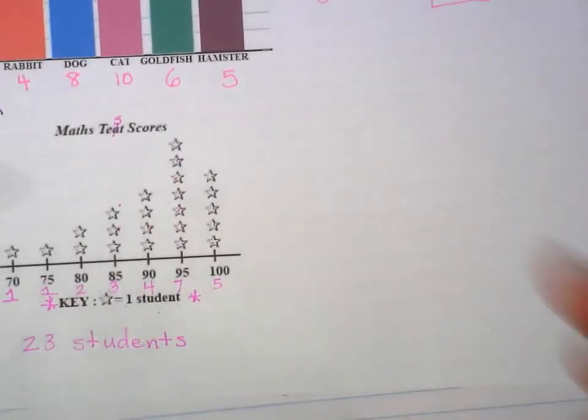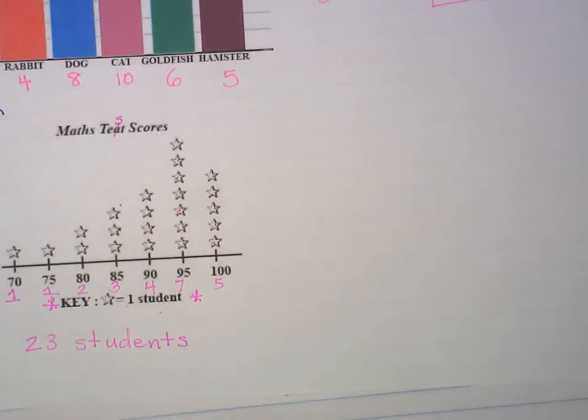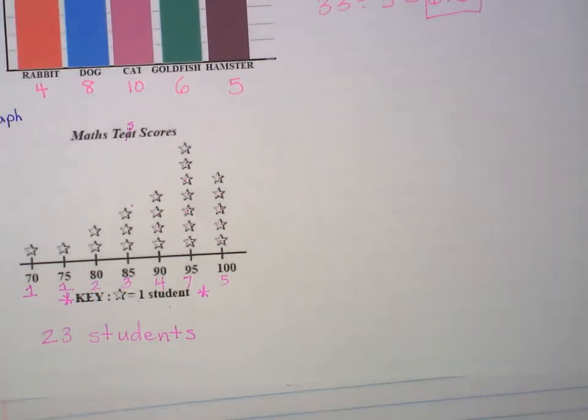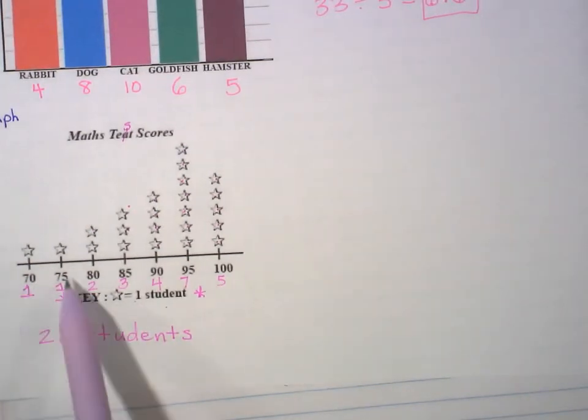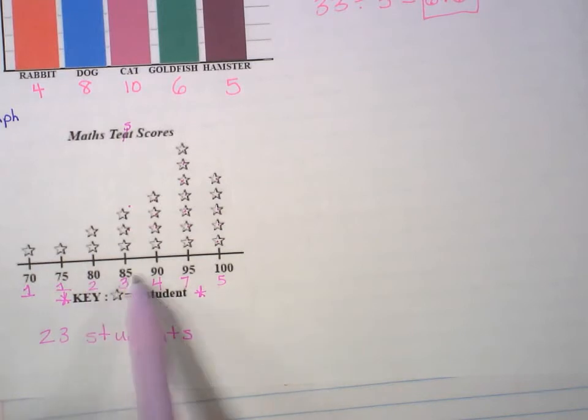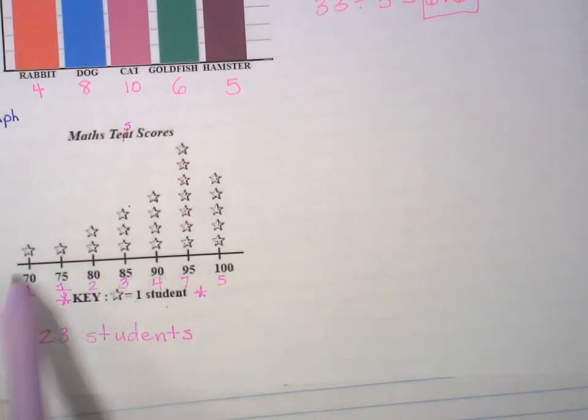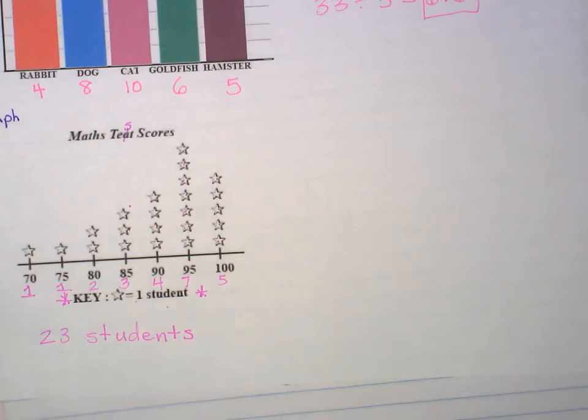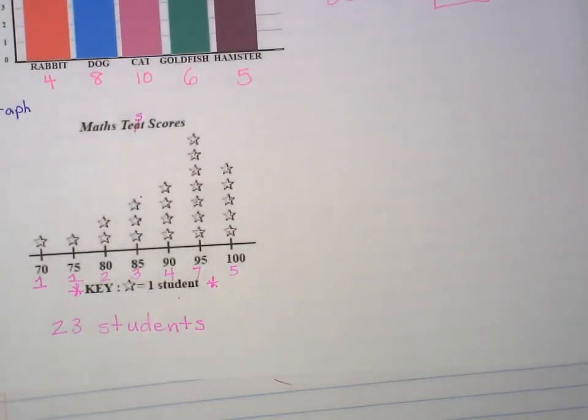Okay, so let's add up our scores. Now, do we just add up 70 and 75 and 80 and 85 and 90 and 95 and 100, and then that's it and divide by 23? Think about that. Would that make sense to just add up one of each score and divide by 23? No, that would not make sense.